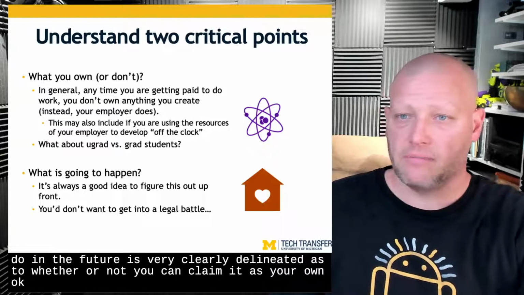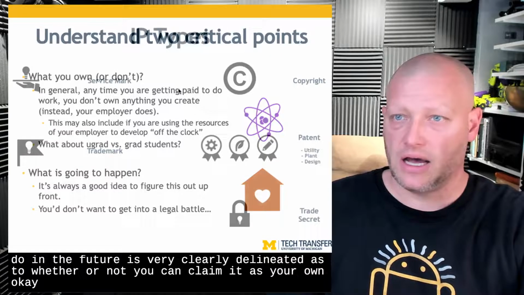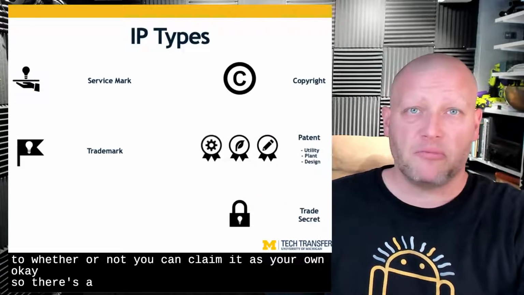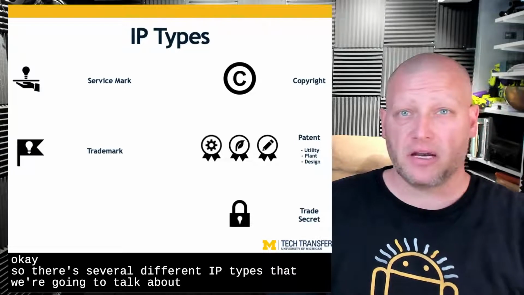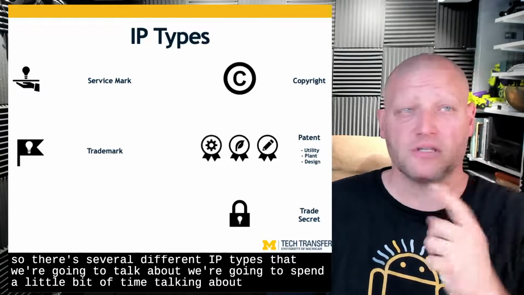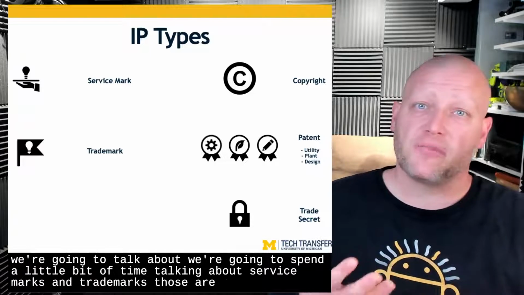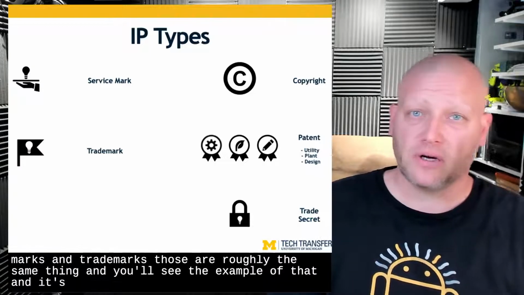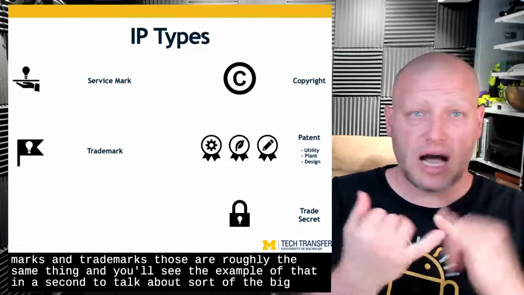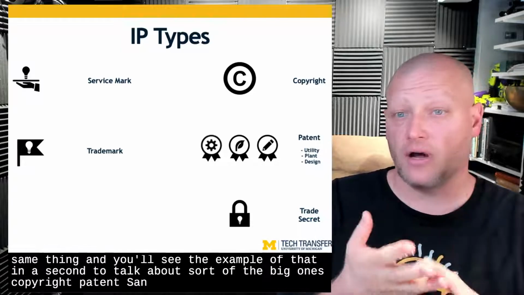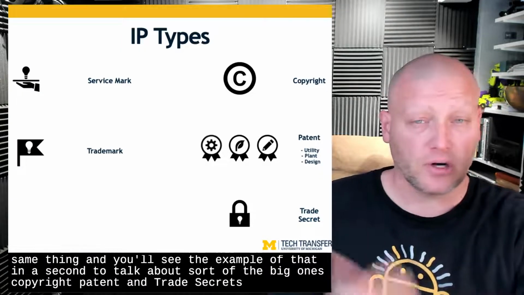Okay. Let's see here. Moving on to the next slide. So there's several different IP types that we're going to talk about. We're going to spend a little bit of time talking about service marks and trademarks. Those are roughly the same thing, and you'll see the example of that in a second. Then we're going to talk about the big ones: copyright, patents, and trade secrets. Okay, and we're going to go in that order.